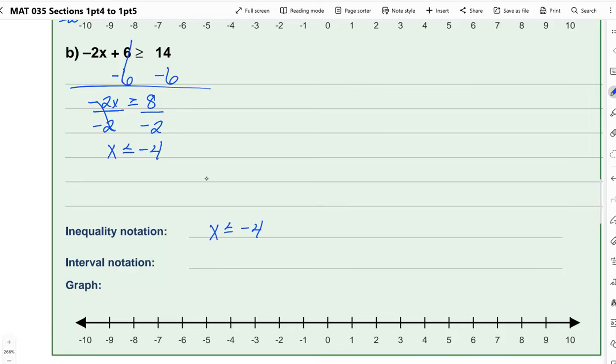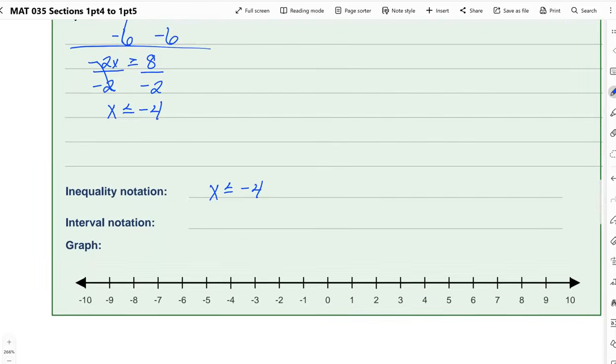What that means is any number less than or equal to negative 4 would satisfy that original statement. On my graph, negative 4 is going to have a closed circle, and I'm going to shade to the left. Interval notation, that left-hand side's heading off to negative infinity, so I'm going to have parentheses, negative infinity up to negative 4, and bracket on the negative 4.